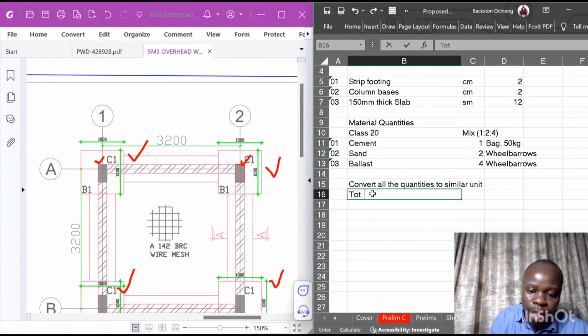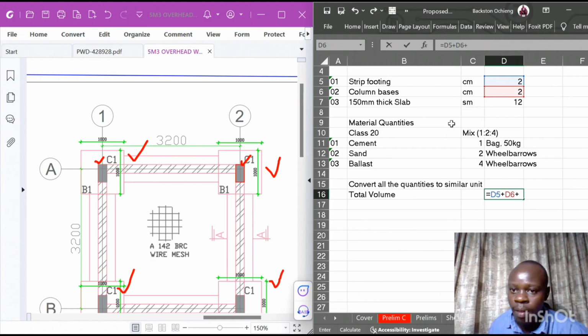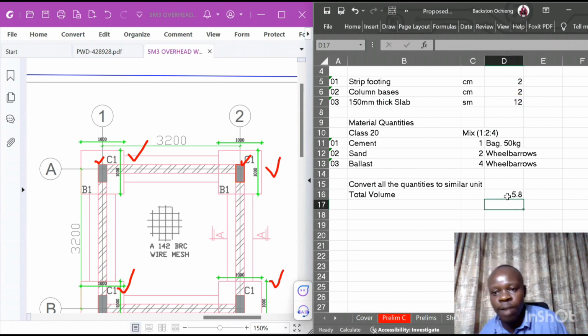So the total volume in this case is going to be, I'll take 2, add the other 2, and then this one I convert into cubic meters by multiplying by 0.15. So I take the area times 0.15, which is the thickness. Now I have cubic meters, and it's 5.8.